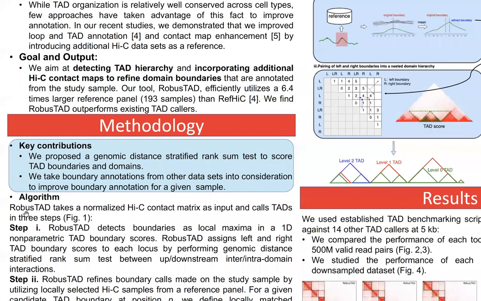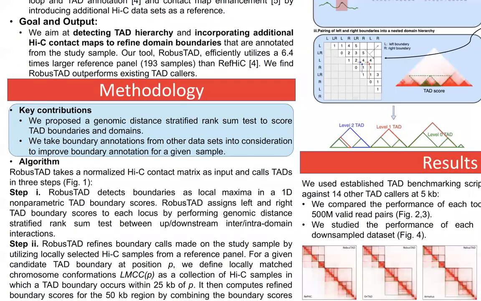We have two key contributions in this project. First, we propose a genomic distance stratified rank sum test to score domains and boundaries. Second, and more important, we take boundary annotations from additional datasets into consideration to improve the boundary detection for a study sample. Our RobusTAD takes a normalized Hi-C contact map as input. It annotates TADs in 3 steps.